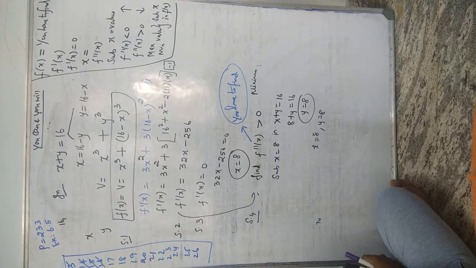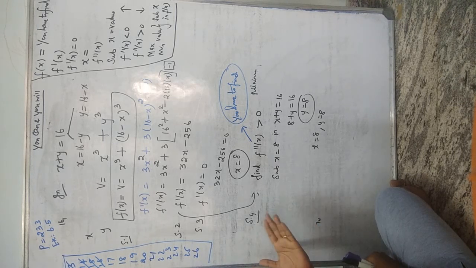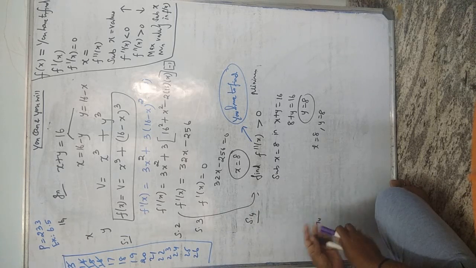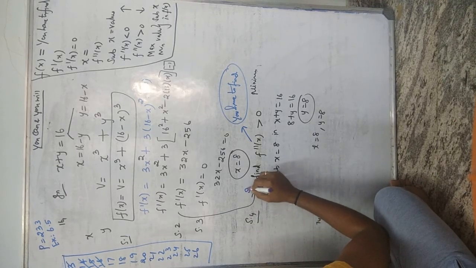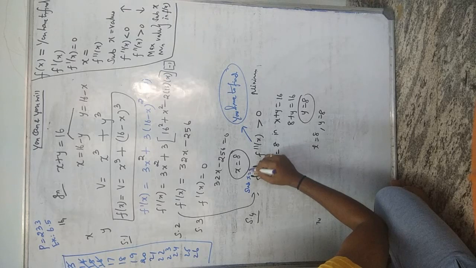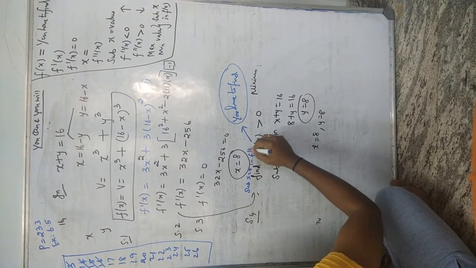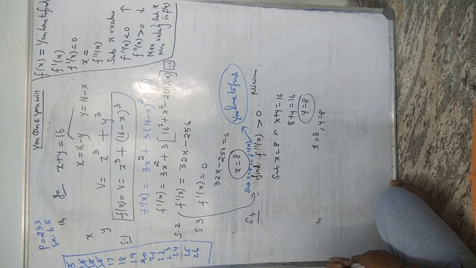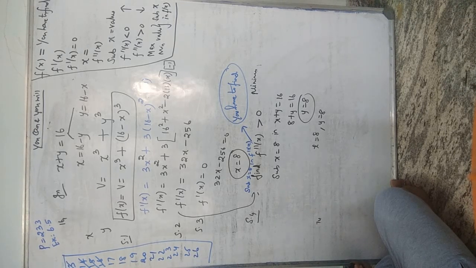In the next video, I'll put the remaining word problems one by one. So don't forget the algorithm: find f of x, differentiate one time, equal to 0, critical points, then double dash. Substitute x equal to 8 in f double dash of x. If it is greater than 0, minimum. If it is less than 0, maximum. Then substitute the value in the question. Okay, thanks a lot. I will meet you in the next video with the remaining word problems.